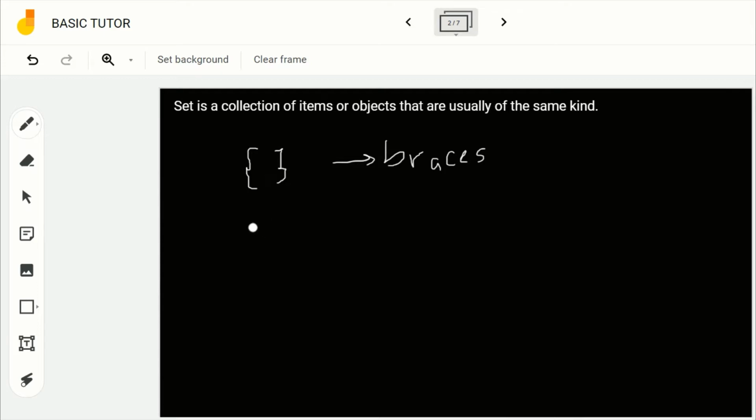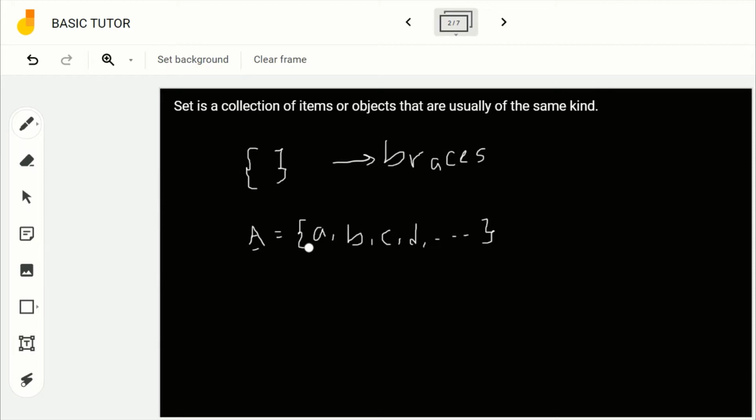For example, if I have a set A, and right here I have A, B, C, D, and so on and so forth. Now A, B, C, D, E, F to Z are the members of set A. All right, so A, B, C, D, E, F are a set of the alphabets. So this is an example of a set.